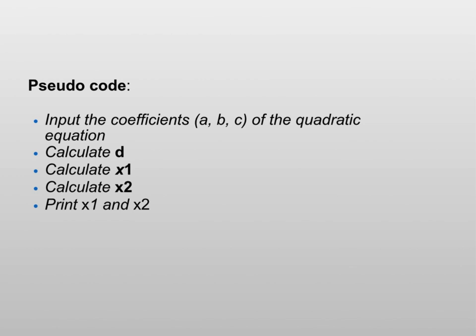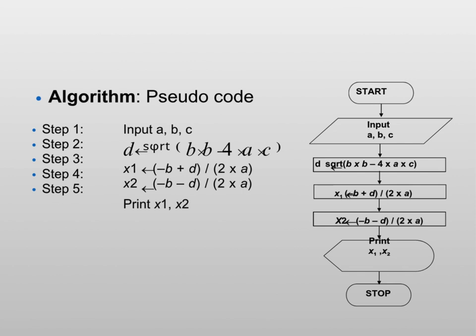Pseudocode, quadratic. Input the coefficients a, b, c of the quadratic equation. Calculate d. Calculate x1. Calculate x2. Print x1 and x2.